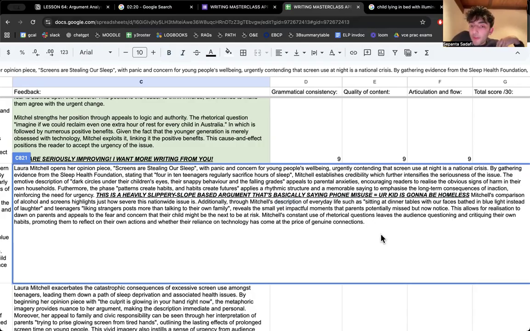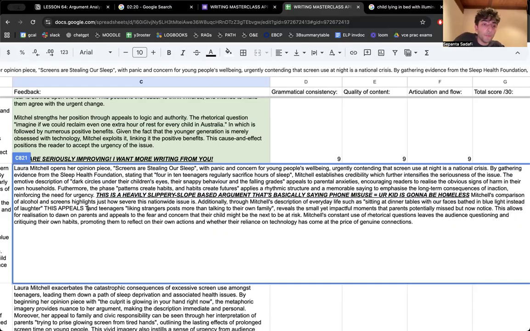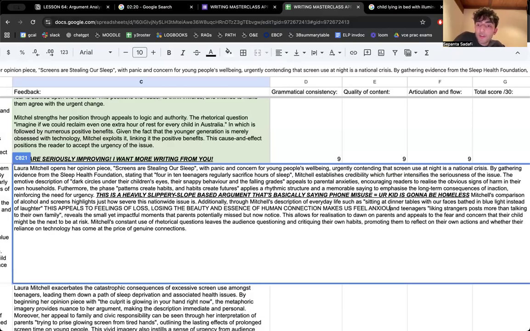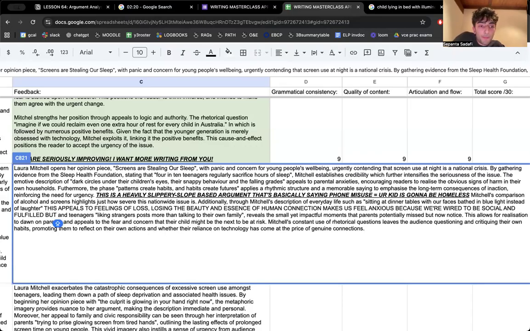Description of everyday life, such as sitting at dinner tables with our faces in blue light instead of laughter. Beautiful. And this appeals to feelings of loss, right? Losing the beauty and essence of human connection makes us feel anxious because we're wired to be social and fulfilled, but it's forcing us apart. This malignant phone addiction.